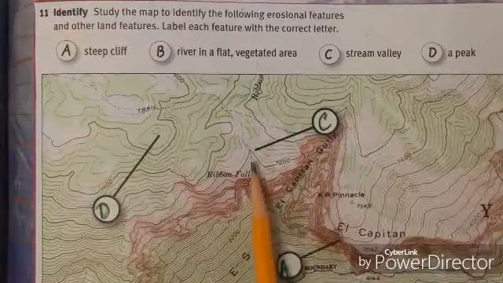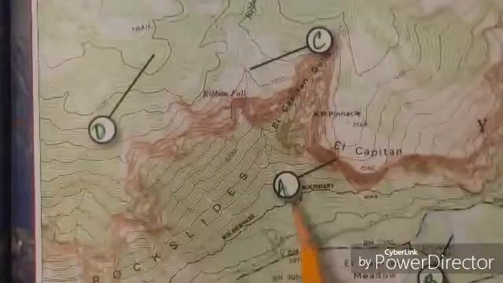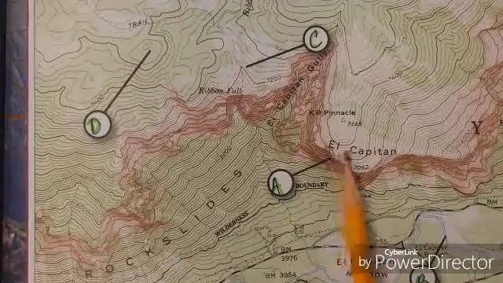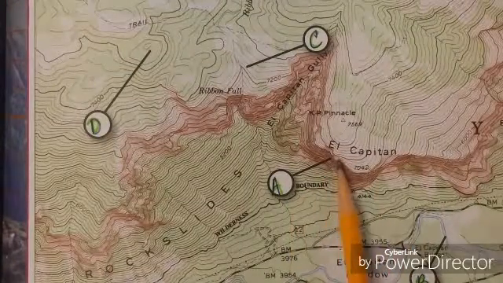Letter C is the stream valley. You can actually even see the stream in this one. Letter A shows a cliff. You can see how close those lines are. They're practically on top of each other.